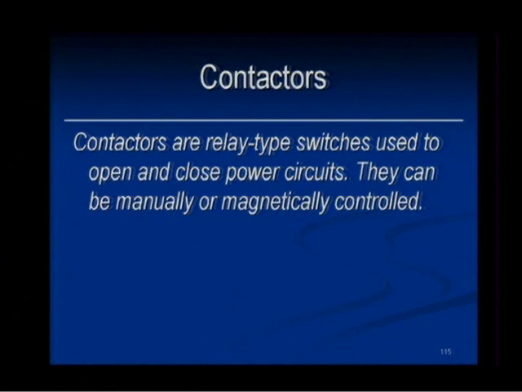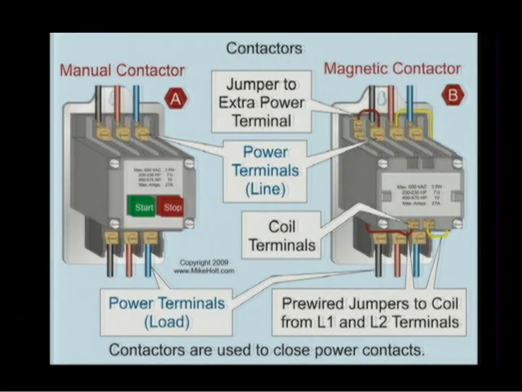Contactors. Contactors are relay type switches used to open and close power circuits. They can be manually or magnetically controlled. So here's a manual contactor, line 1, line 2, line 3, T1, T2, T3. This is basically a toggle switch, isn't it? You press the start button, you're closing the 3 main contacts. There's no magnetic coil. This is just simply a manual switch. And then you press the stop button, which manually opens the 3 contacts, and then the motor or whatever the load is stops.